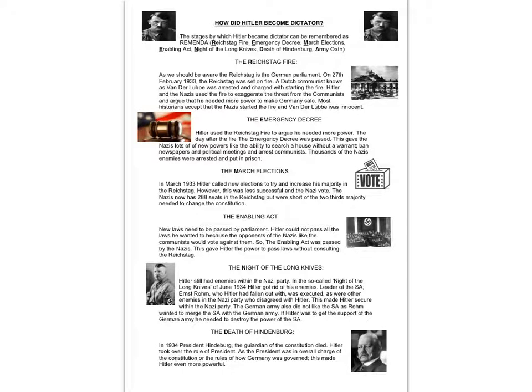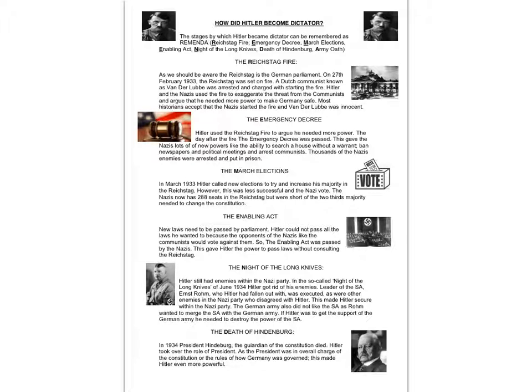How did Hitler become German dictator? The stages by which Hitler became dictator can be remembered as REMENDA: Reichstag fire, emergency decree, March elections, the Enabling Act, the Night of the Long Knives, the death of Hindenburg, and the Army Oath.